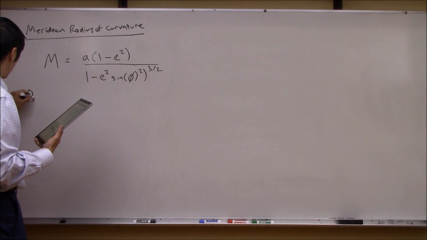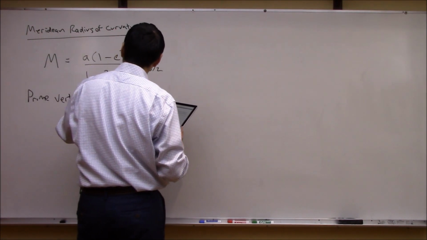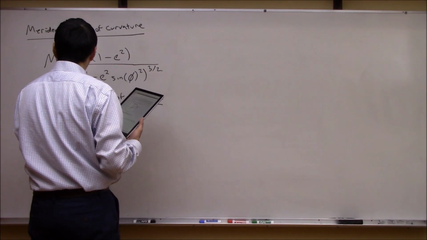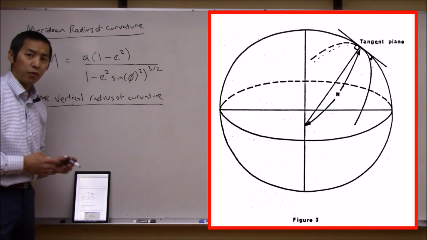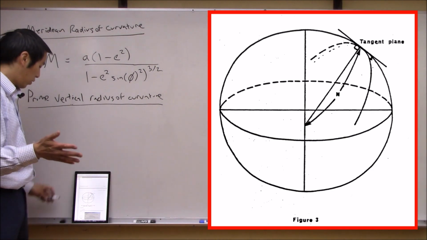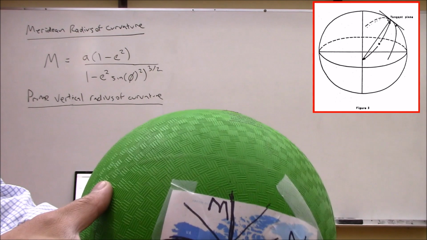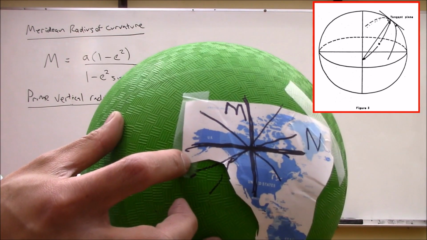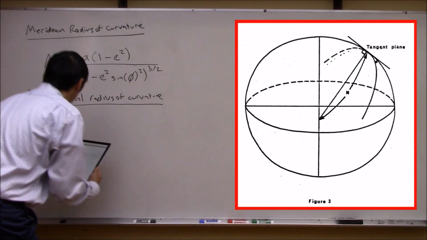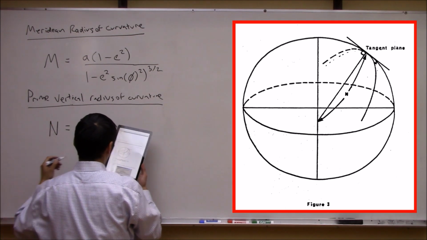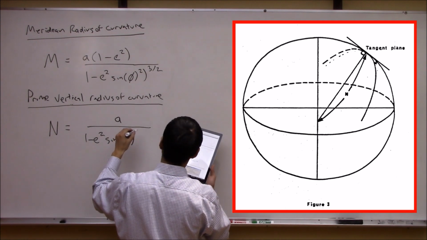Now let's turn our attention to the prime vertical radius of curvature. We saw in the document that it's perpendicular to this. I'll flash up figure 3, again from the Krakiwsky and Thomson document, showing where that radius of curvature is. Since it's perpendicular, coming back to our globe, the meridian radius of curvature was north-south, so the prime vertical radius of curvature is in the east-west direction, which is perpendicular. I drew this quasi-accurately in this horrible globe prop diagram. All we end up with is that the radius of curvature N is given by A all over 1 minus E squared times sine of geodetic latitude squared, to the 1/2.